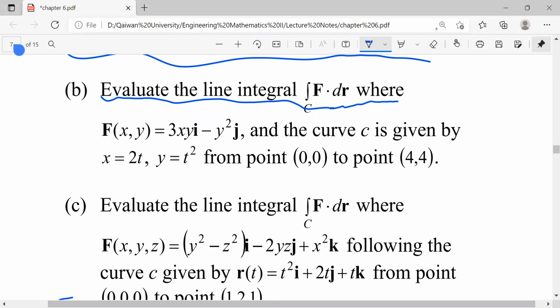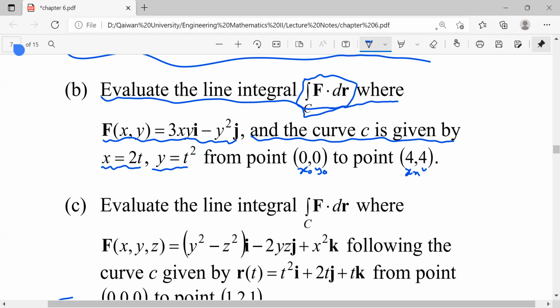It says evaluate the line integral of F dot dr, where the vector field is given by this, and the curve C is given by x equals 2t and y equals t squared. Here we have given the curve as a set of parametric equations. X is 2t and y is t squared, from this point to that point. These two points are (x naught, y naught) and (xn, yn).